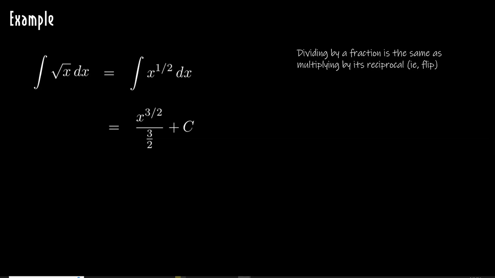If I've got the integral of the square root of x, that's just x to the 1/2. And so then I add 1, divide by what I get. So I add 1, I get 3/2, divide by 3/2. Now that looks terrible. So we don't like 3/2 in the bottom, but dividing by a fraction is the same thing as multiplying by its reciprocal, or its flip. So I'm going to bring the 3/2, flip it, and it'll be 2/3 out front. So I have 2x to the 3/2 over 3 plus c.